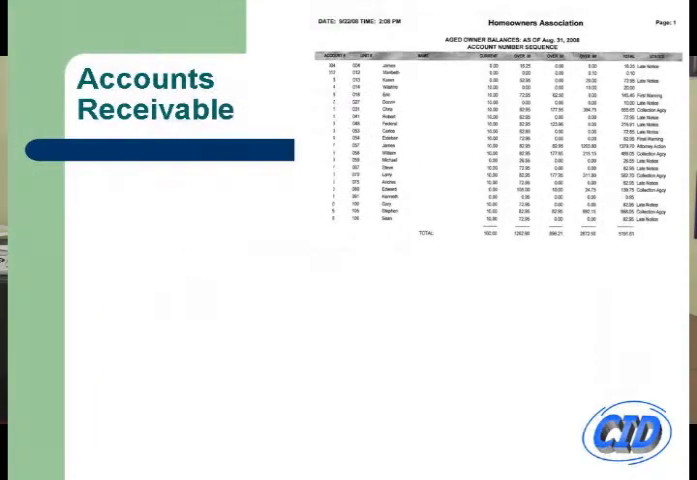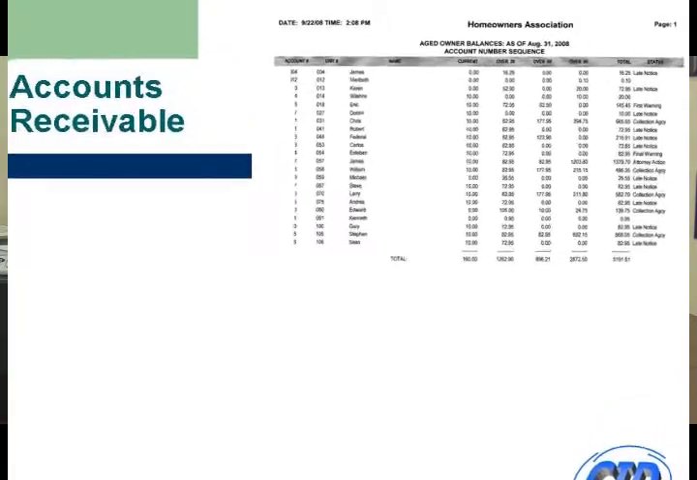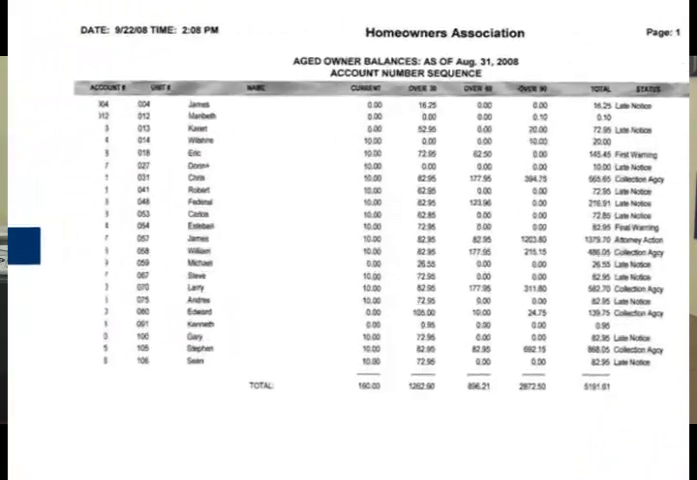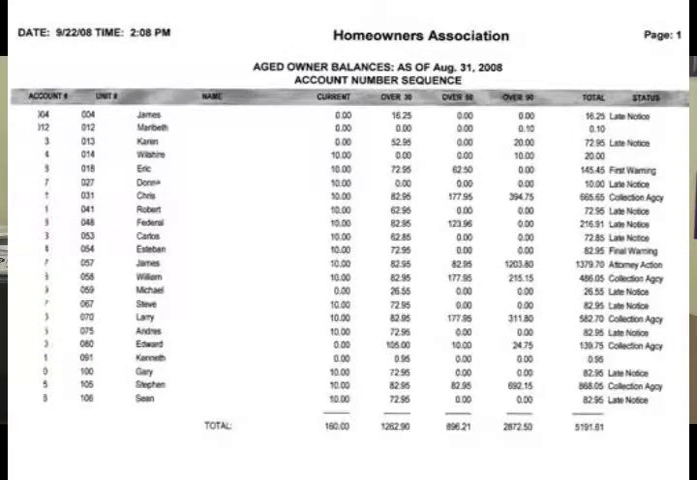You'll also get an accounts receivable list here. For example, you can look at individuals by lot number or by their name, and see where they're at, how much they owe, how delinquent they are, where they're at in the collection process. So you get a lot of good information in terms of the collections off of this.